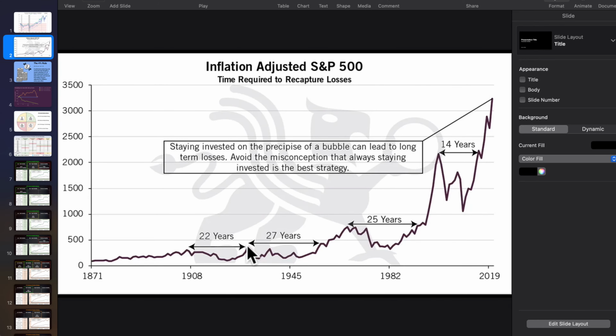After the Great Depression, after 1929, it took 27 years to break even. It took until 1955 to break even. Here, inflation adjusted, again using government numbers, it still took 25 years up until the raging bull market in the 1990s. And then, of course, we're in a raging bull market now for the last 10 years.